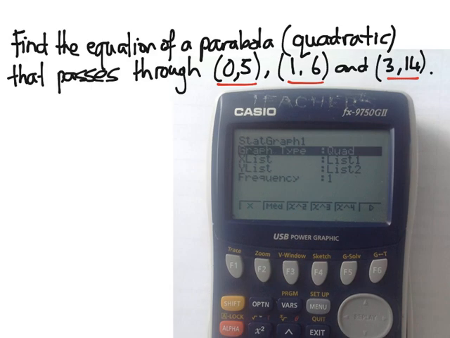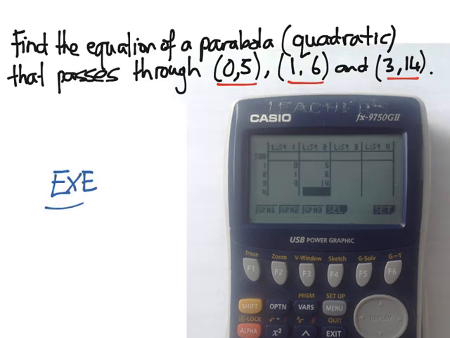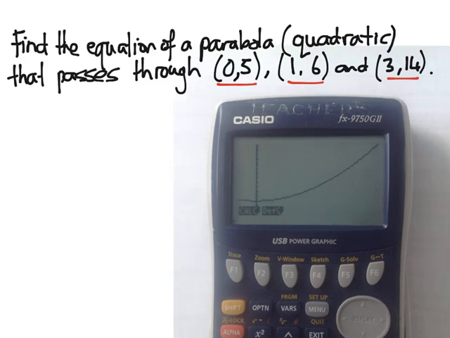It should look like this, where you have a quad, list 1, list 2, because that's where your data is. The blue EXE button, execute, will get you back to the screen. Then press Graph 1, F1. You'll get a cool looking parabola like that, and then press Calc, F1.